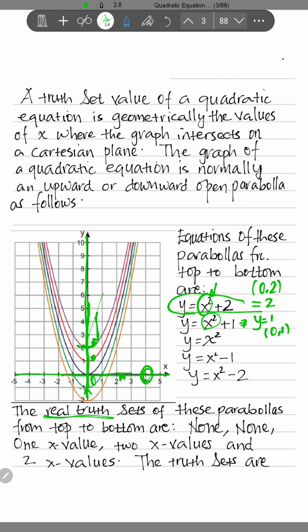The second one, same, none. The third graph intersects the x-axis at just one point. It only touches it, so we have one real solution for it. The fourth one intersects at two places. There are two intersections between the graph and the x-axis, so this graph has two real solutions or truth sets. The last one is the same, again 2.